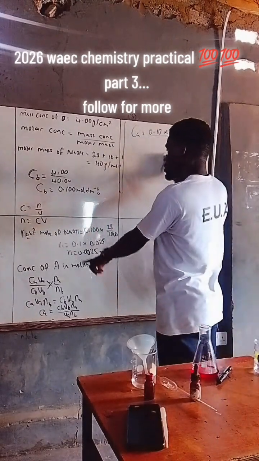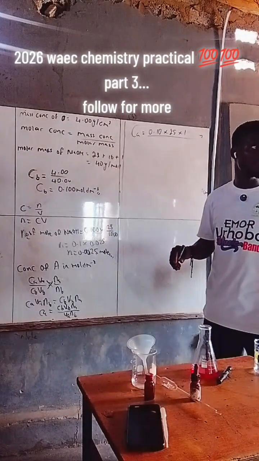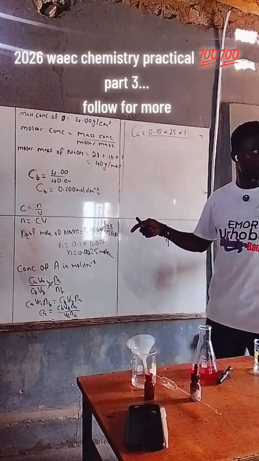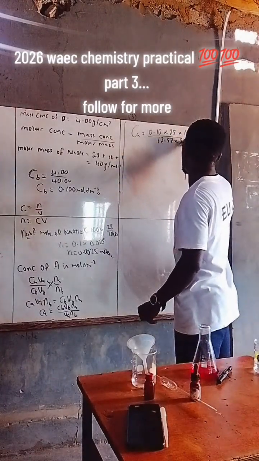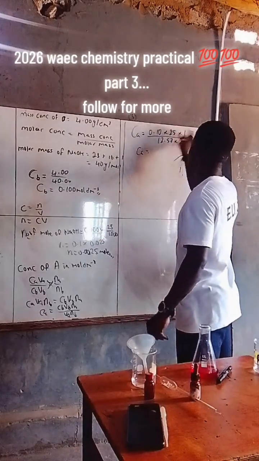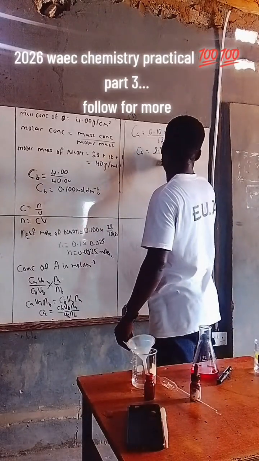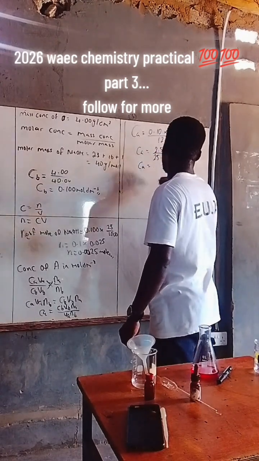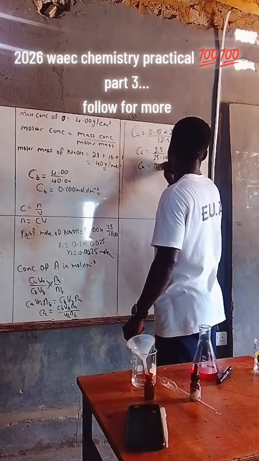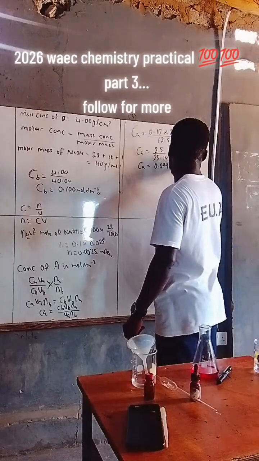What's the volume of acid used? The volume of acid used is 25.57, divided into the 12.57 times 2. So C of A is simply this, which gives 2.5 divided by 25.4. So C of A is 0.099 moles per dm cube.